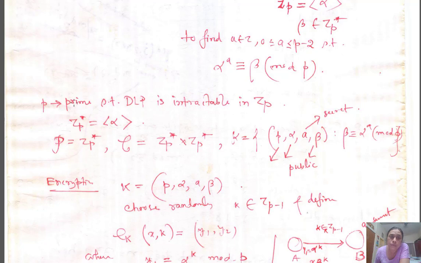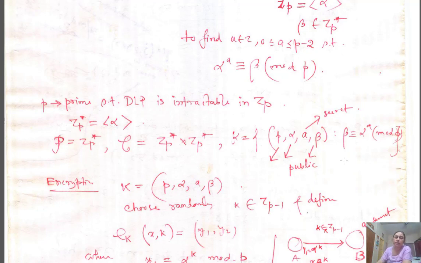For ElGamal we don't hide this p. This p is public. This generator alpha is also public. We also choose some a such that alpha to the power a is equal to beta modulo p. We calculate this beta: you reduce alpha to the power a modulo p, get whatever value, that is beta. So I publish p, this generator alpha, and this beta also.